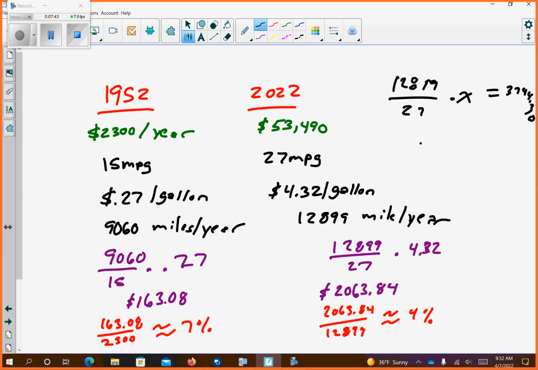If I solve that equation, in order for us to pay the equivalent percent, we would have to get up to $7.84 per gallon to be equivalent with what they had paid back in 1952. Now, we all agree things are more expensive today than they were then. Back in the 50s, you had certain things that weren't as good.